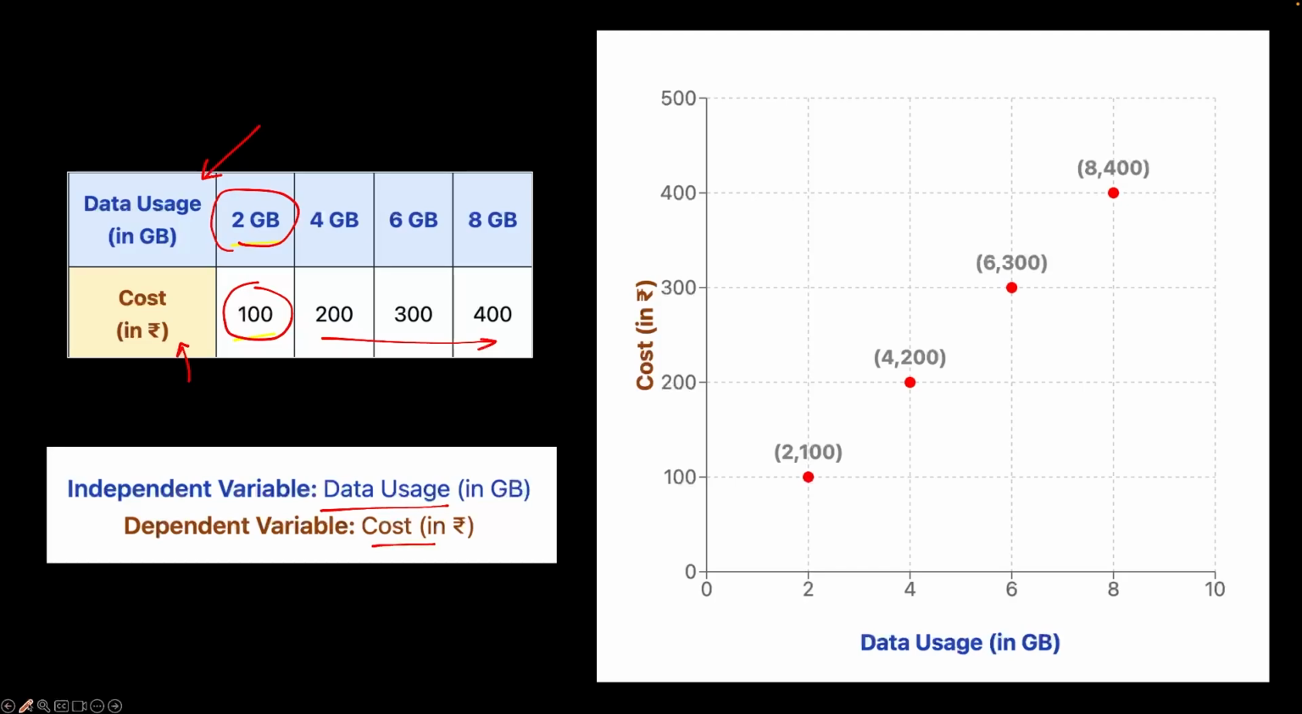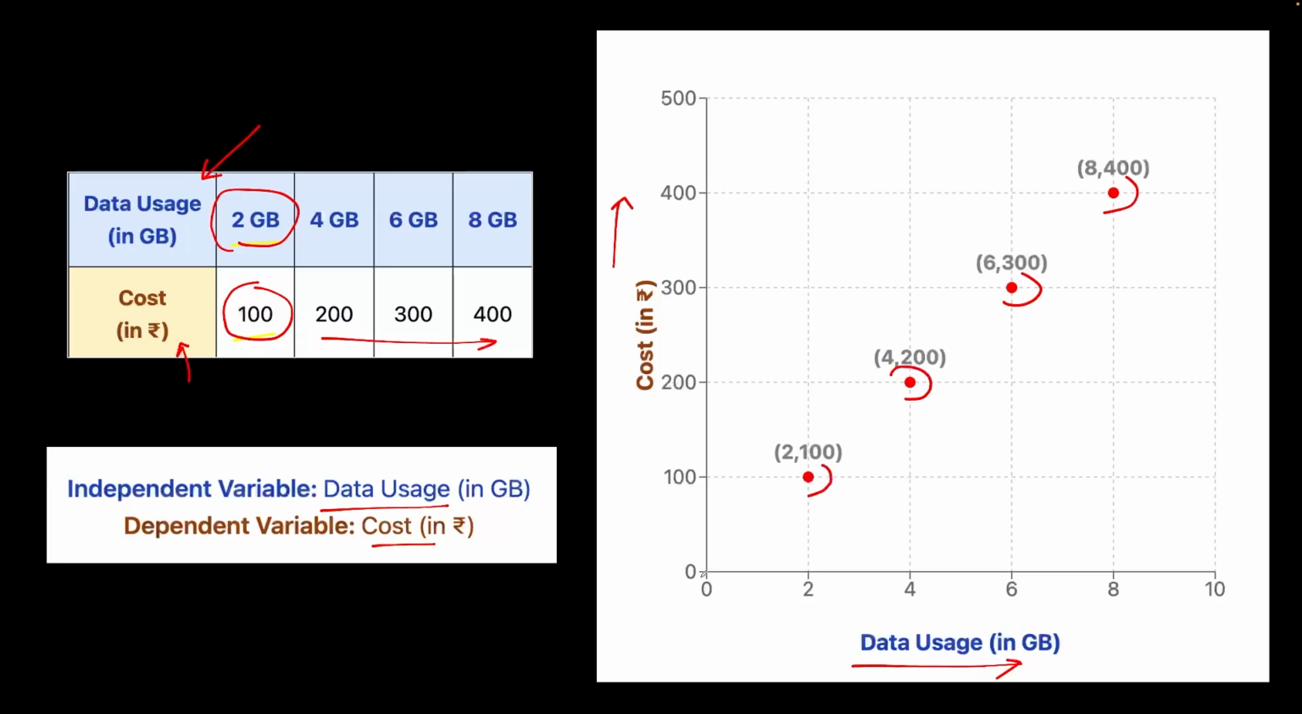So here we have the graph. So data usage is in the x-axis, cost is in the y-axis. And we have plotted the points over here. So we have for 2 GB it costs about 100 bucks. We plotted that here. For 4 GB we have 200 rupees. For 6 GB we have 300 rupees and for 8 GB we have 400 rupees.